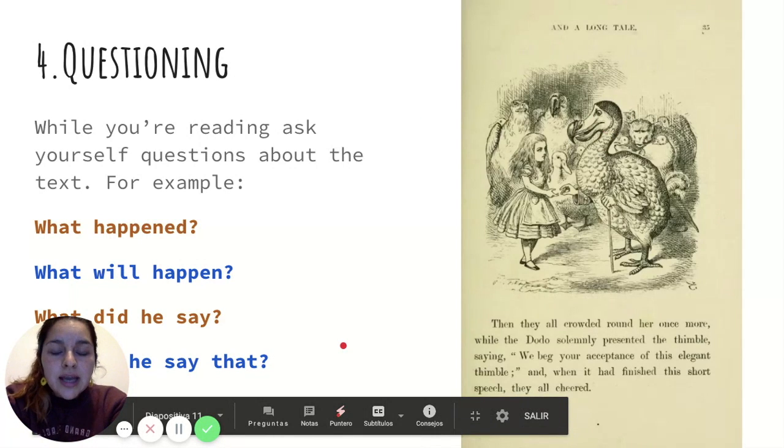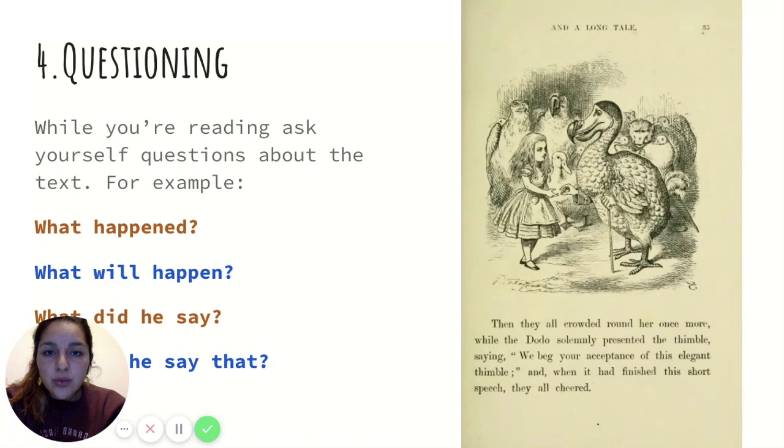Strategy number 4, questioning. Yes, this is something that we normally naturally do when we are reading or when we are listening to something. Generally you have implied questions in your brain. Generally, these questions are a little bit invisible, because it just happens to us because the text naturally is making us curious, yes?